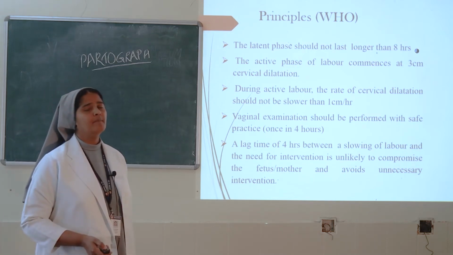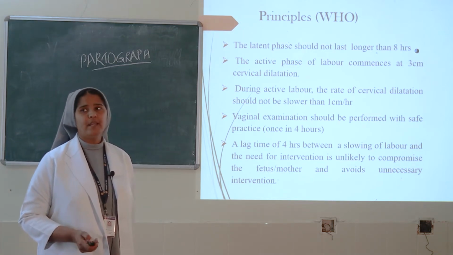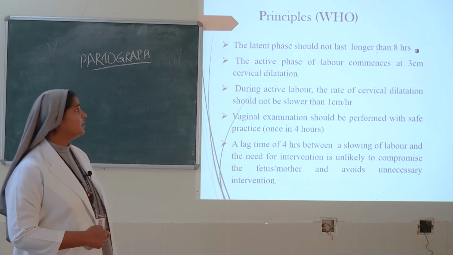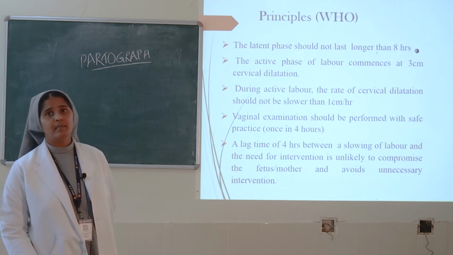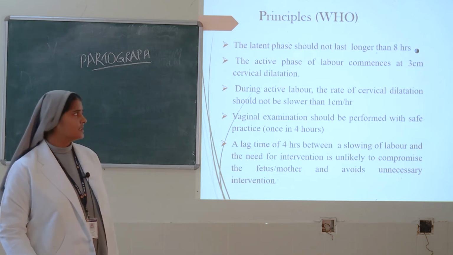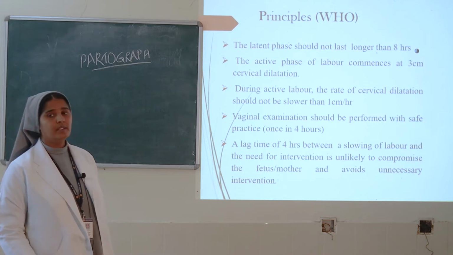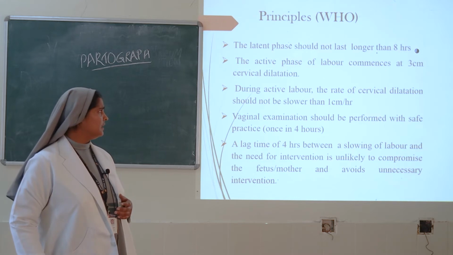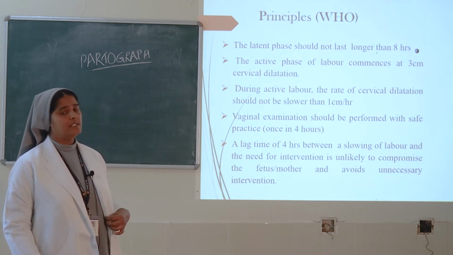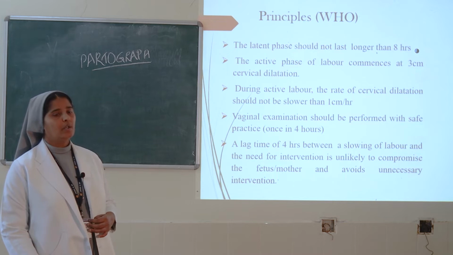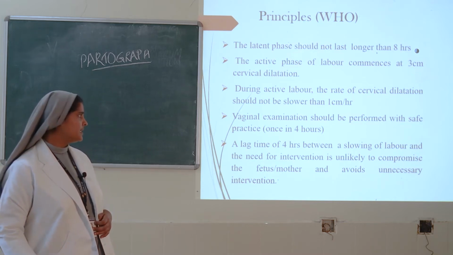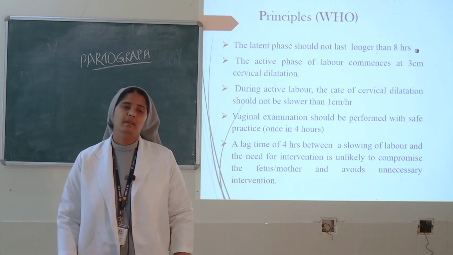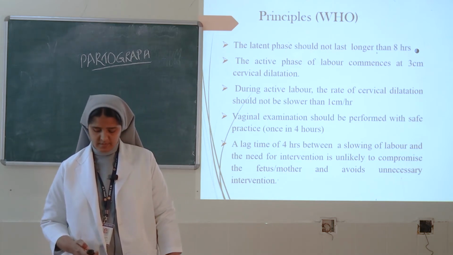Once more I will explain. The first one is, the latent phase should not last more than 8 hours, and the second one is, active phase of labor commences at 3 centimeters of cervical dilatation, and during the active phase of labor the cervical dilatation should be 3 centimeter, and the vaginal examination should be done only in the interval of 4 hours, and we can expect 4 hours of delay in the active phase and the latent phase of labor.